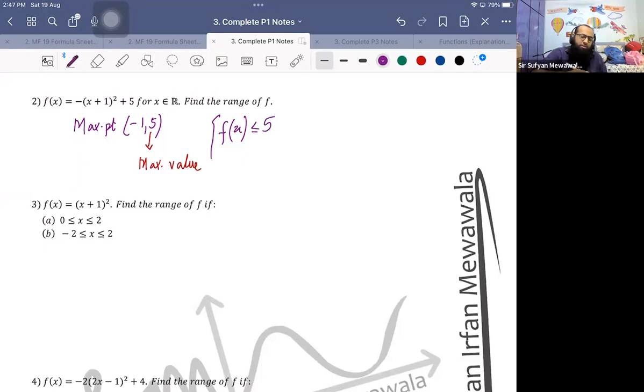So over here, because it is a maximum value, that is why the range is going to be f(x) is less than equal to 5. So this is going to be our final answer. So if you are going to visualize, if we draw its graph, right, then (-1, 5) will lie somewhere over here, and the shape is going to be like this.